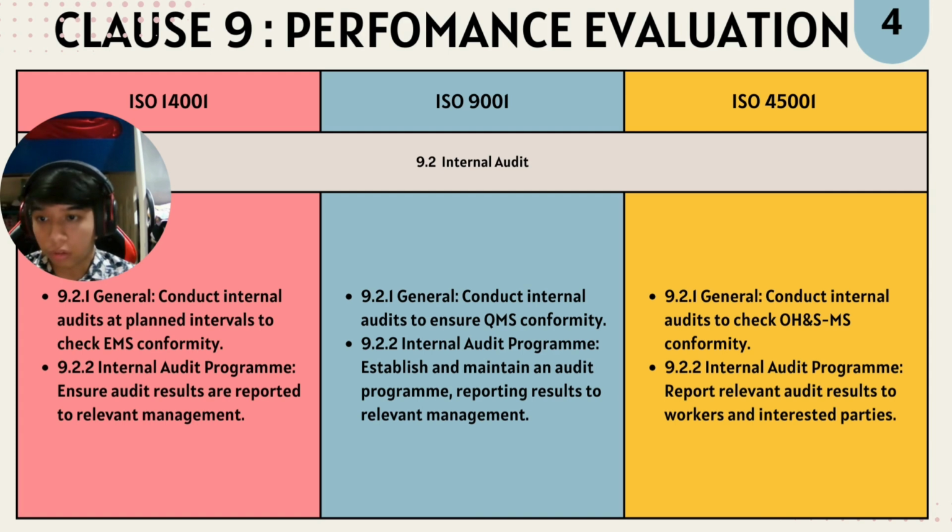For ISO 9001, it is to conduct internal audits to ensure QMS conformity. For the internal audit program, it is to establish and maintain an audit program, reporting results to relevant management. For ISO 45001, it is to conduct internal audits to check OH&S management system conformity. For the internal audit program, it is to report relevant audit results to workers and interested parties.